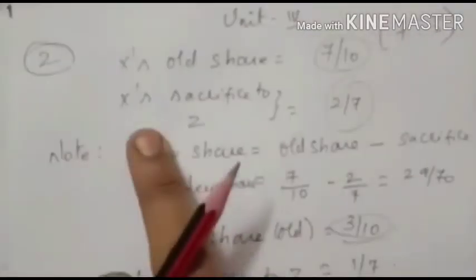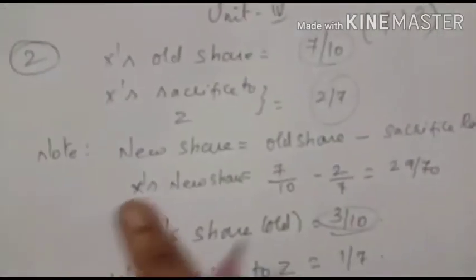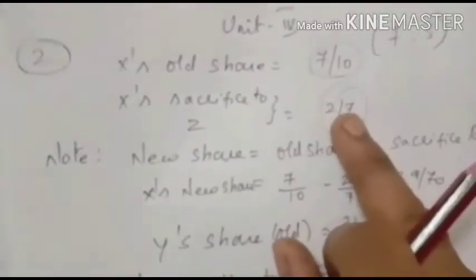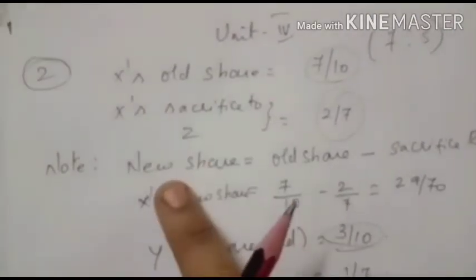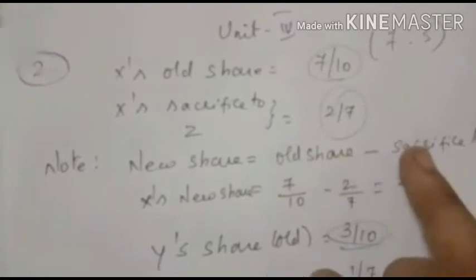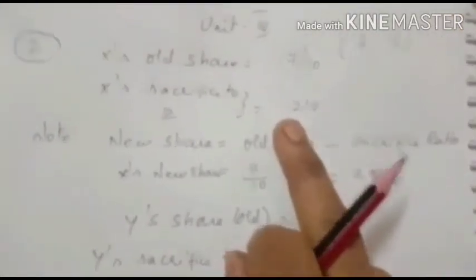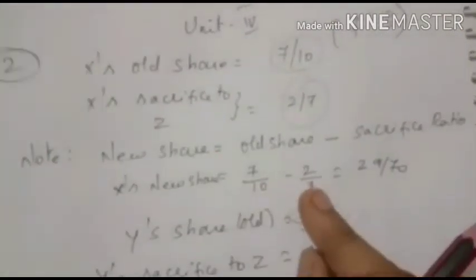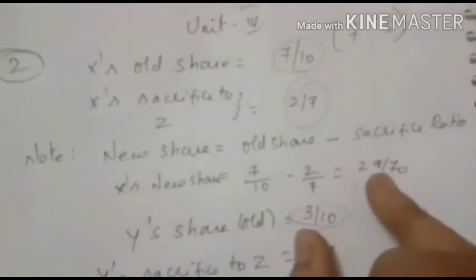So X decided to sacrifice 2/7 of his share. After sacrificing 2/7 of his share, we have to derive what is the new share of X. So the formula for that: new share is equal to old share minus sacrifice share. Old share is 7 by 10 minus the share he has agreed to give for Z while admitting Z, which is 2 by 7. So the denominator is 70, based on the LCM method we have to derive this. So 29 by 70.